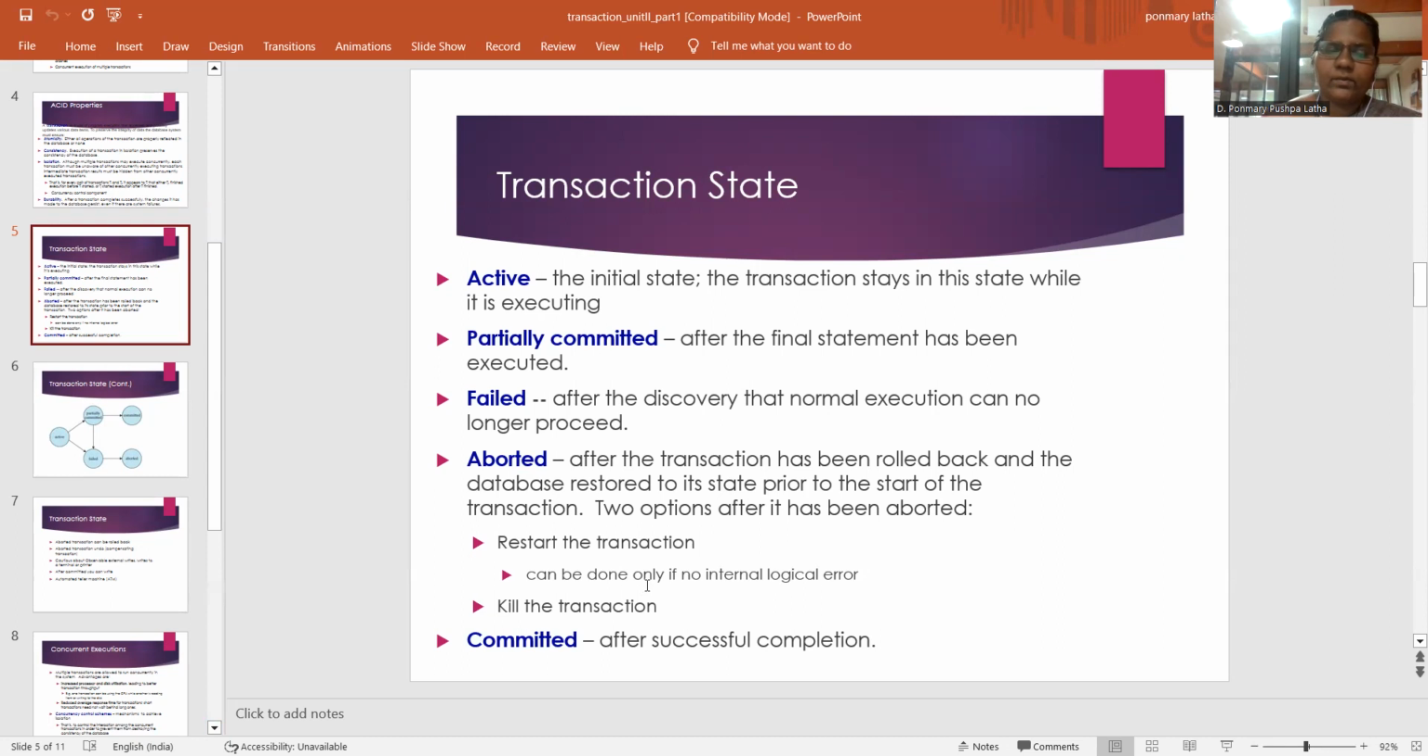The second one is, you kill the transaction. Then committed. So after successful completion, you are going to save that one. So you have five transaction states. Active state, it is an alive one. Partially committed, it is halfway, it is saved. Failed is when some transaction has failed. Then aborted is nothing but the things have been aborted. How it will be aborted: you can restart the transaction or you can kill the transaction. Then committed, we are saving the information.